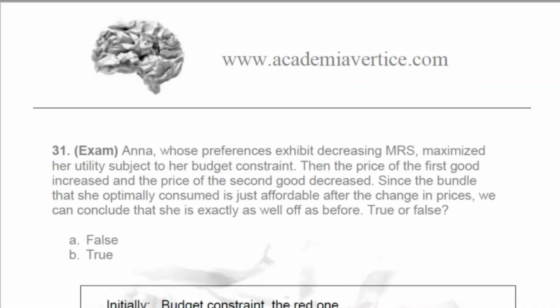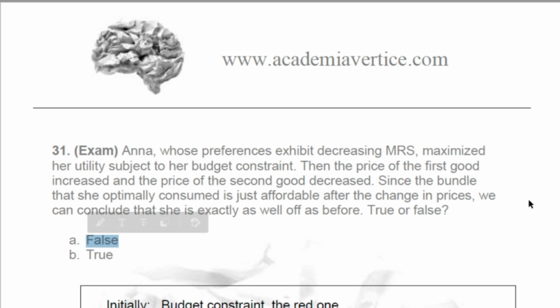Okay, let's continue with a beautiful exam question. Anna, whose preferences exhibit decreasing MRSs, maximized her utility subject to her budget constraint. Then the price of the first good increased and the price of the second good decreased. Since the bundle that she optimally consumed is just affordable after the change in prices, we can conclude that she is exactly as well off as before. True or false? Well, this is clearly false.